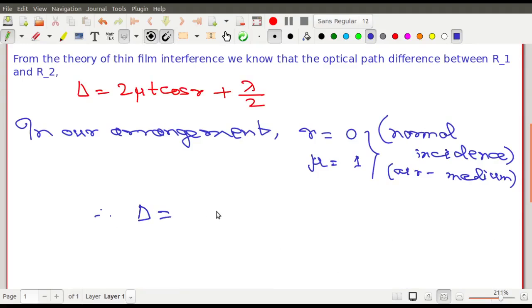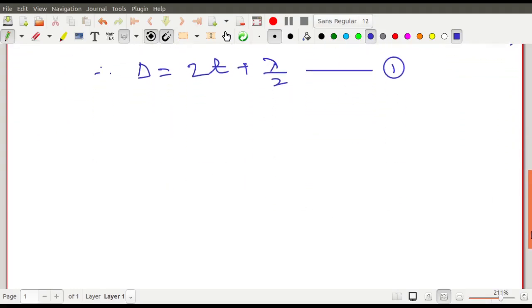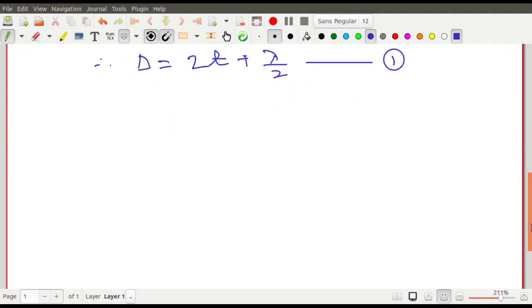So now you may write that this delta comes out to be 2 mu t plus lambda by 2. So it yields a very simple equation. It is equation number 1. Later on I will be using mu towards the end of my class, so then you will also find how to calculate this mu. This statement is extremely simple. Actually interference is not at all difficult if you read it in a proper track. That is what I am trying to do in these classes. If you read it properly with proper methodology, then the things are not at all difficult, right?